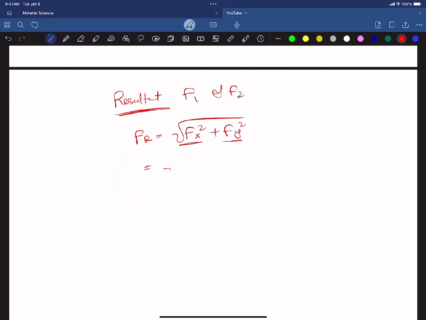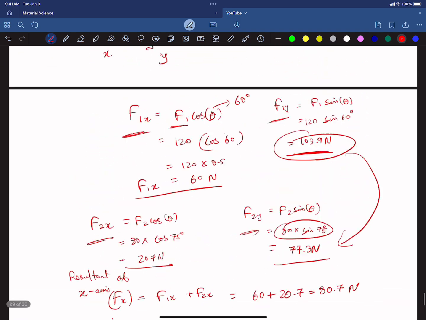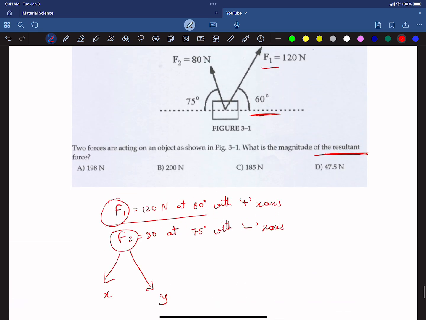So let's substitute all the values. 80.7 whole square plus 181.2 whole square, 198.7 Newton. So this should be our answer. Let's see. 198, answer is A. And our answer for 42 is A.